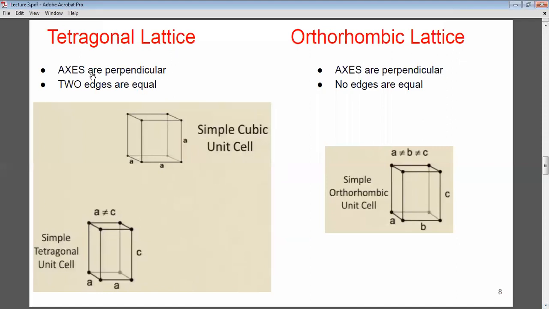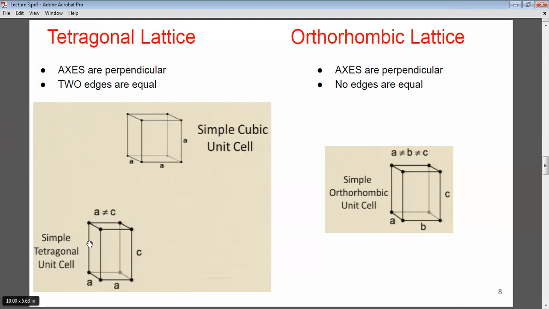Which means axes are perpendicular and two edges are equal. So if we compare a simple cubic lattice unit cell, where three edges are equal and all axes are perpendicular, in the case of the tetragonal unit cell, we have two sides equal, and one side not equal to them. So I have here A, but this is C, different than A, but all the axes are perpendicular. Okay, so this is a lattice where all axes are perpendicular.